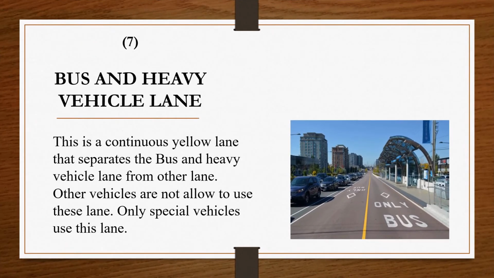7. Bus and heavy vehicle lane. Students, kindly refer to the given image. This is a continuous yellow line that separates the bus and heavy vehicle lane from other lanes. Other vehicles are not allowed to use this lane. Only special vehicles use this lane.